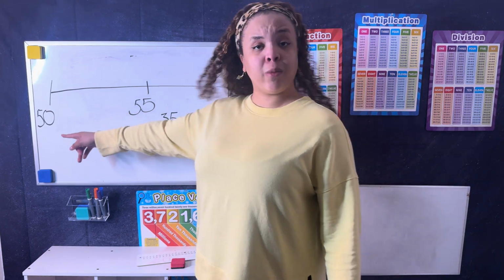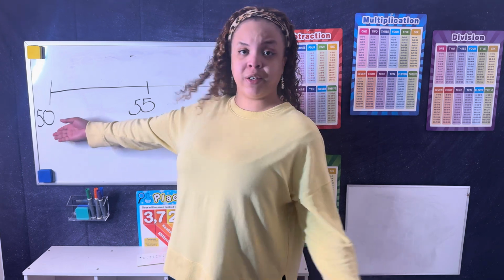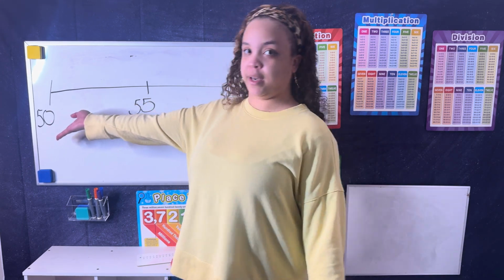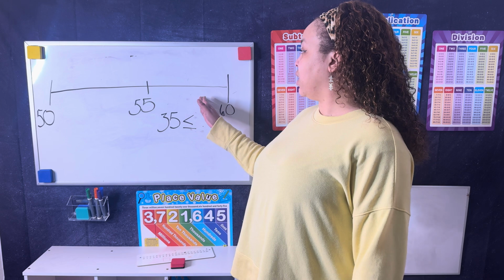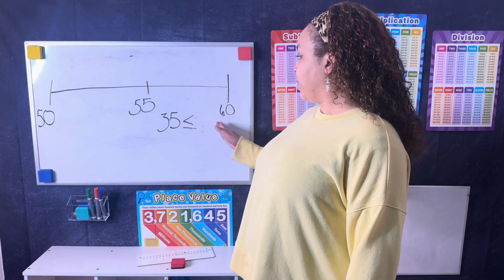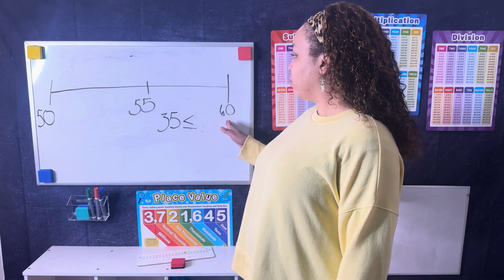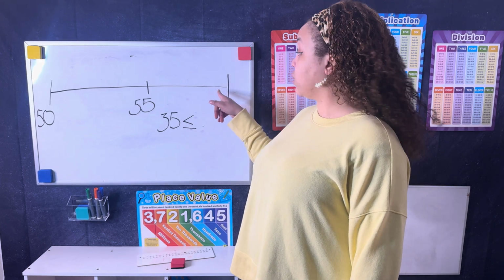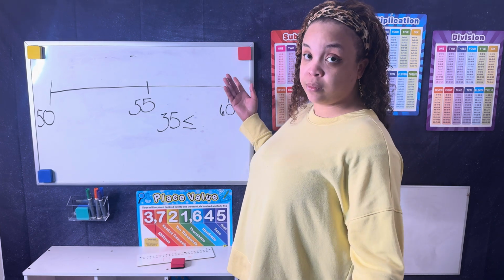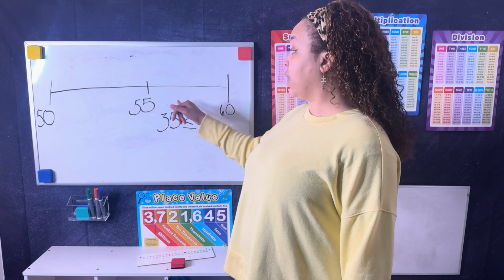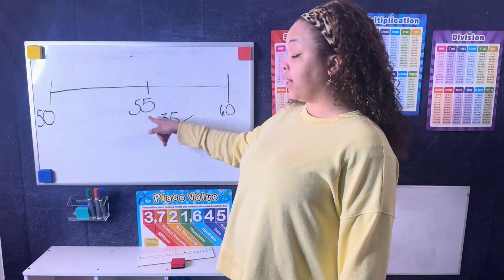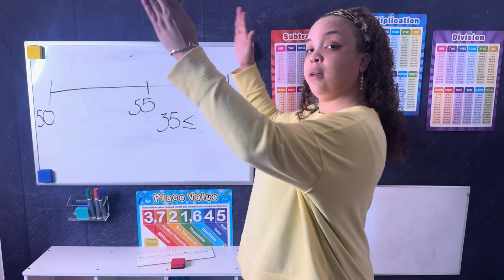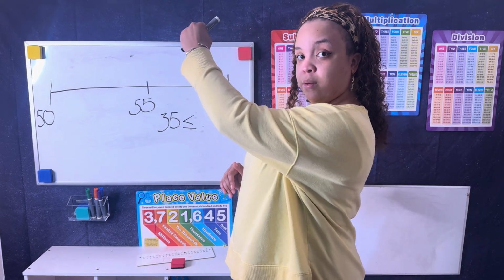If you're given the number 50, round to the nearest 10, you're stuck at 50. You're not going anywhere. If you have 59, you round up, because you can physically see 59 is right next to the next 10, which is 60. And then mentally, you know that 9 is bigger than 5, which means it's going to be moving up.